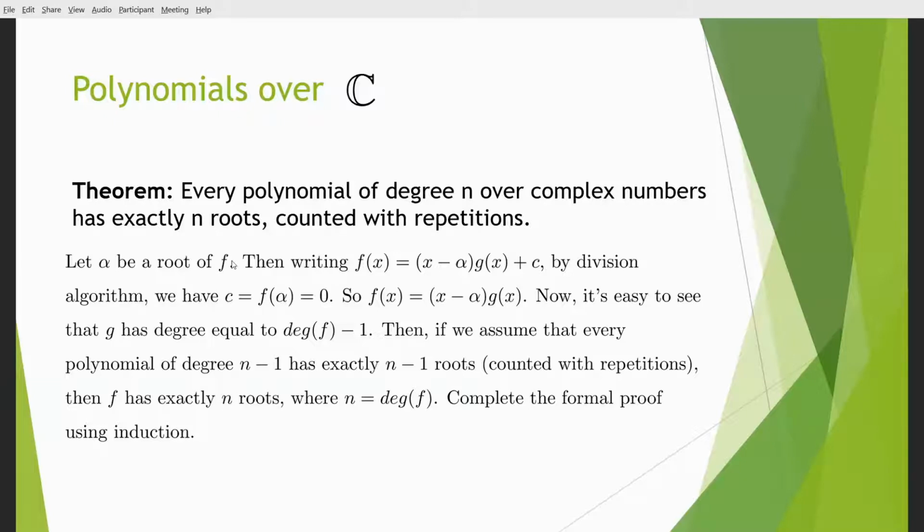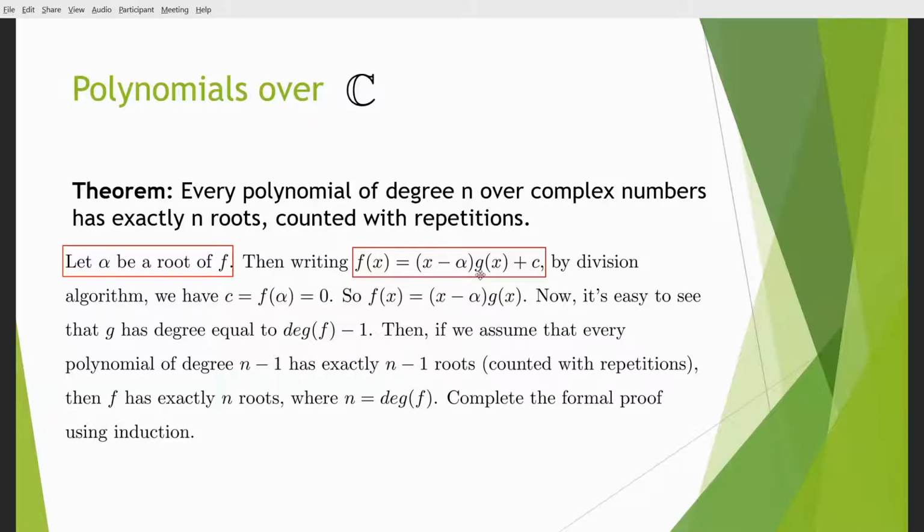Okay, so let alpha be a root of f. I am dividing f by x minus alpha. By the division algorithm over complex numbers, I get f of x equal to x minus alpha times g of x plus c, where g is the quotient and c is a constant polynomial. Why do I have a constant polynomial here? Because the degree of the divisor is 1. Either it will exactly divide f, in which case the constant will be 0, or it leaves a remainder whose degree is less than the degree of the divisor. But the degree of the divisor is 1, so the degree of the remainder must be 0, and hence c is a constant polynomial.